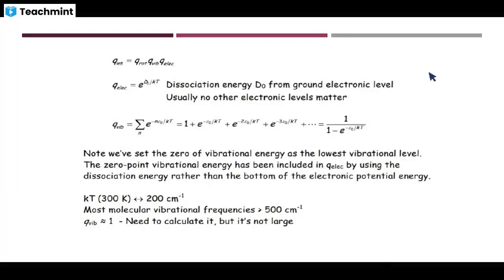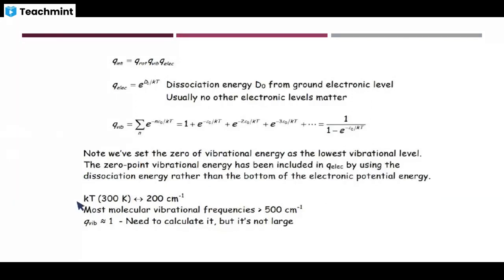Q vibrational is equal to the summation over all the energies: the ground state and E0, 2E0, 3E0, and so on. Reduce the formula, you get the answer. Note, we set 0 of vibrational energy as the lowest vibrational energy. Here you put the energy 0, but normally the energy is not 0; we have the zero point vibrational energy. So the zero point vibrational energy is included in the electronic Q, by using the dissociation energy rather than the bottom of the electronic potential energy.